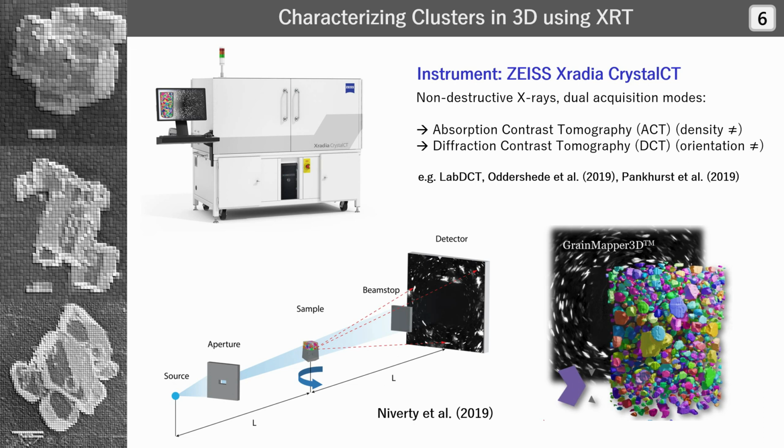And the geometry of the setup is shown here, where a polychromatic X-ray source goes through an aperture and hits a sample that rotates, and the outcoming signal is partly blocked by a beam stop to avoid damaging a sensitive detector that is sensitive to the main powerful transmitted X-rays. Instead, the weaker diffraction signal is recorded as spots around the screen. I can't spend more time on the method, unfortunately, but you can read more about the technique in these 2 papers by Oderschede and Pankhurst et al.